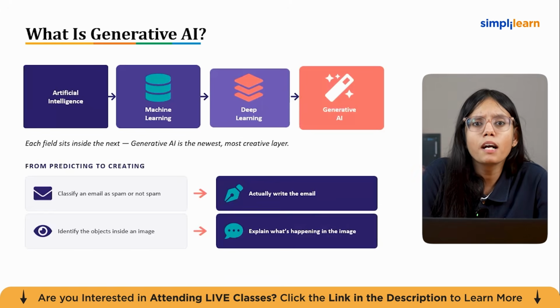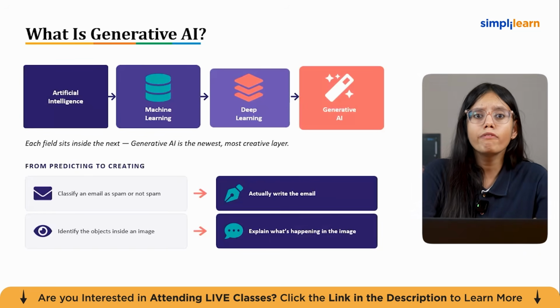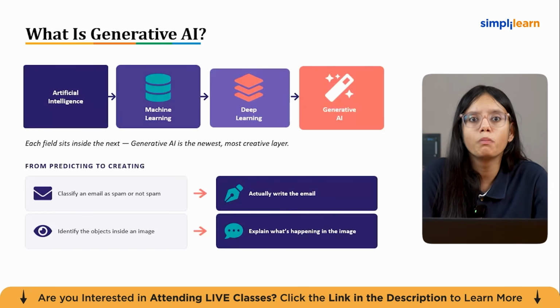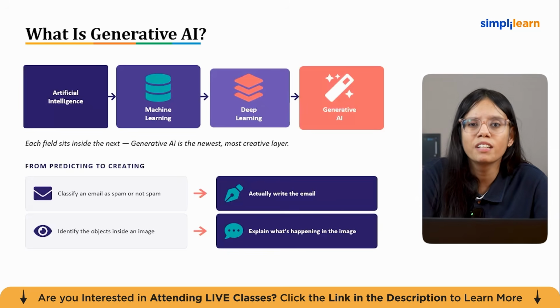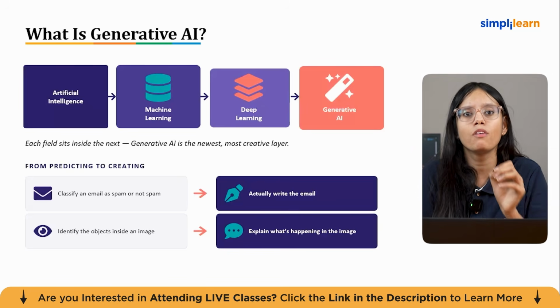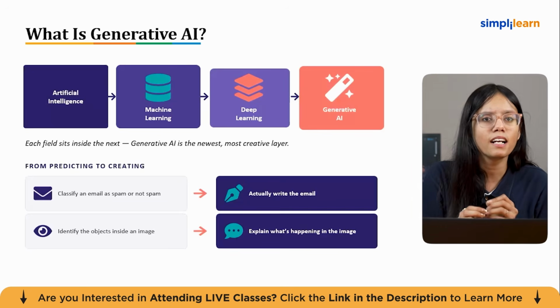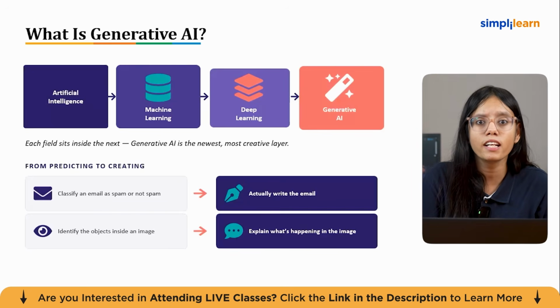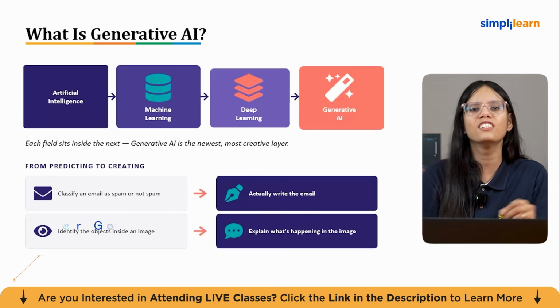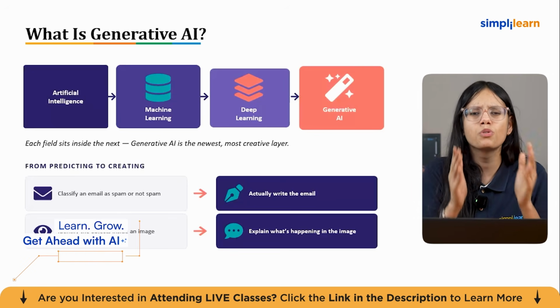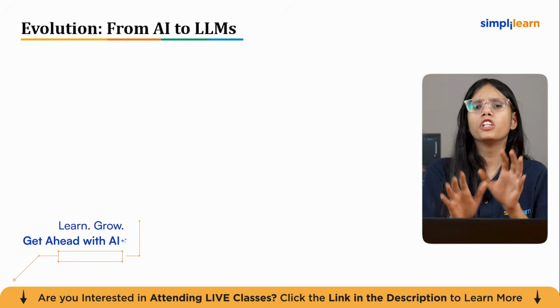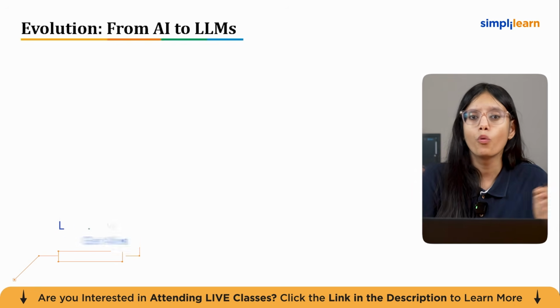A conventional computer vision model might identify the objects inside an image, but a multimodal generative AI system can examine the image and explain what's happening inside it. This shift from mainly predicting and classifying towards generating and interacting is one of the reasons generative AI has become so influential. But generative AI didn't appear overnight.